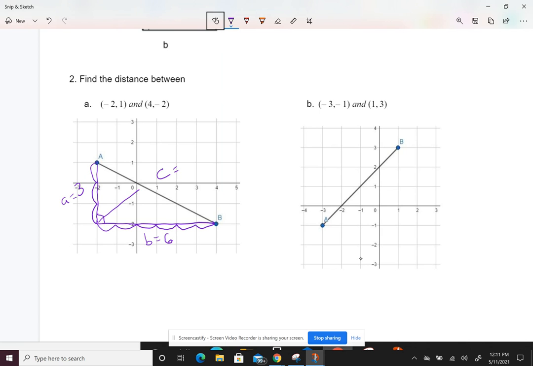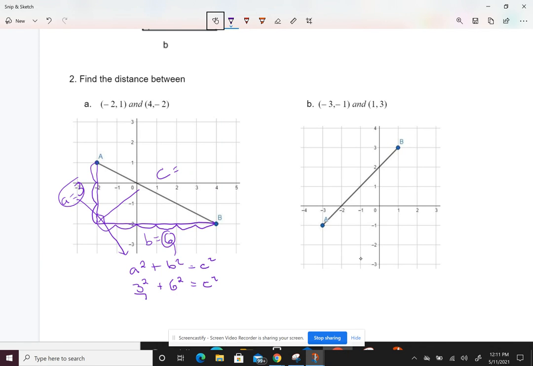Okay, but now wait a second. The moment I have a right triangle, I'm using a squared plus b squared equals c squared. I'm now going to plug in: a is 3 squared plus b, which is 6 squared. And then that's going to give me c squared, which is what I'm looking for.